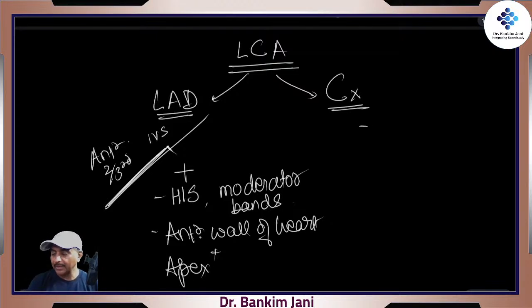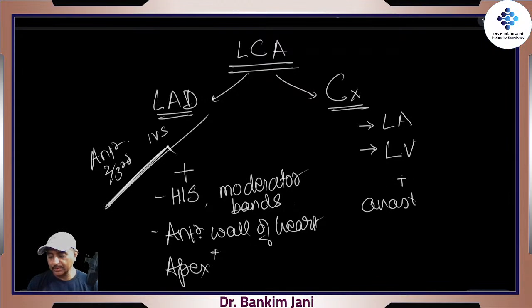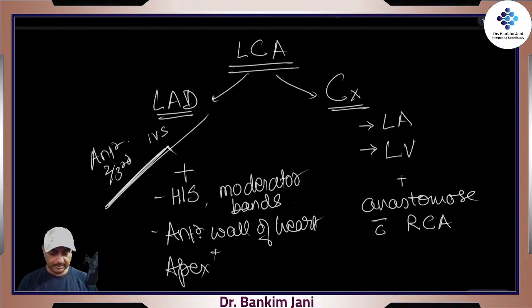It supplies the left atrium and the left ventricle. Can't miss it, these are the two important ones. And plus it anastomoses with the right coronary artery. So that's how the whole thing is.